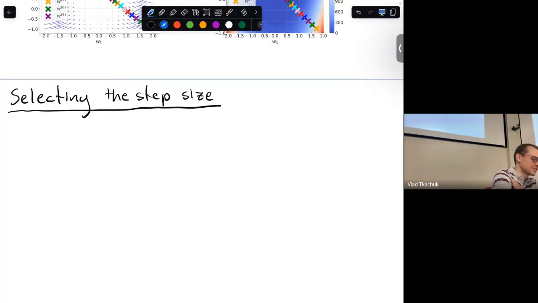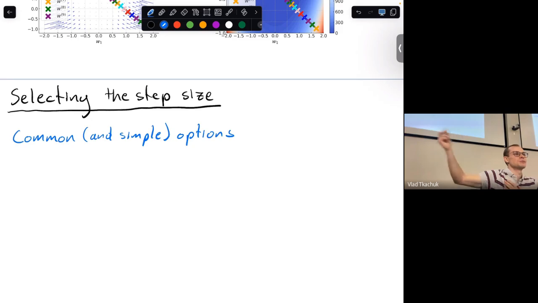So these are some maybe common and simple options. I put some in brackets. There are more complicated ones, but all you need to know is that all the more complicated ones are really doing is trying to get closer to what the second derivative is without too many computational steps.